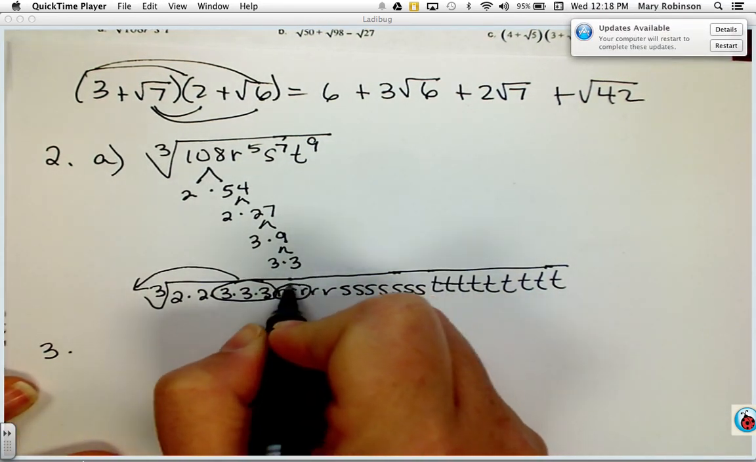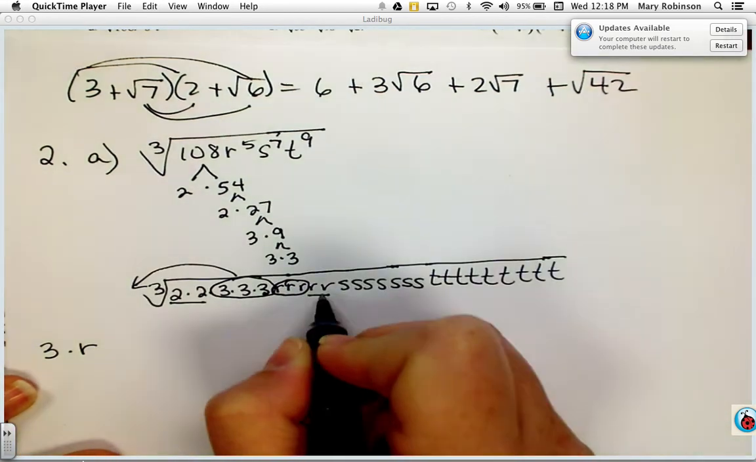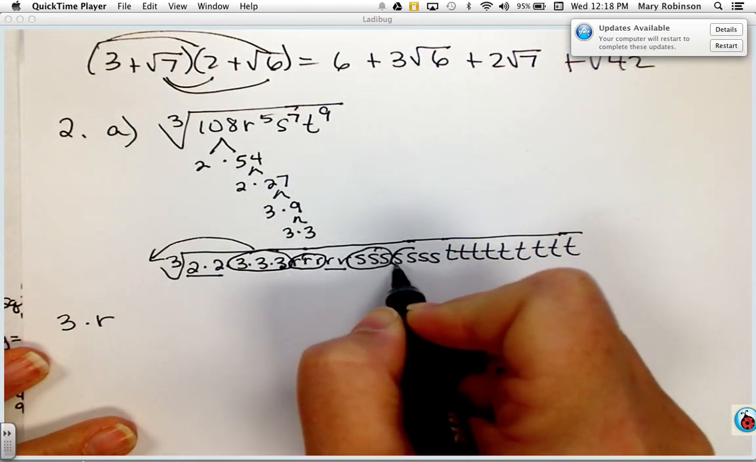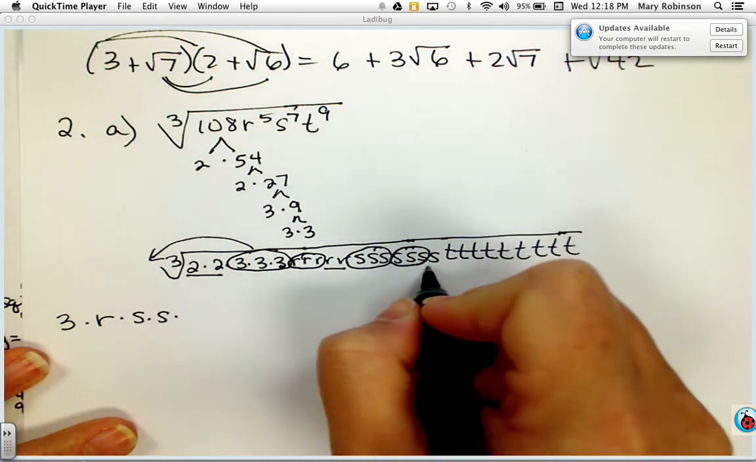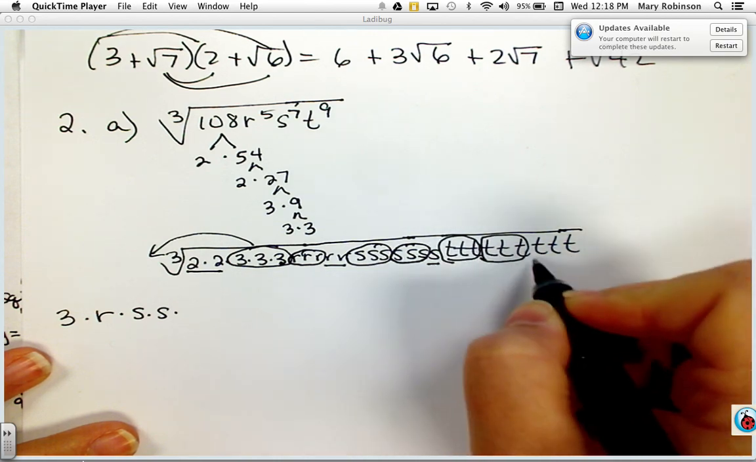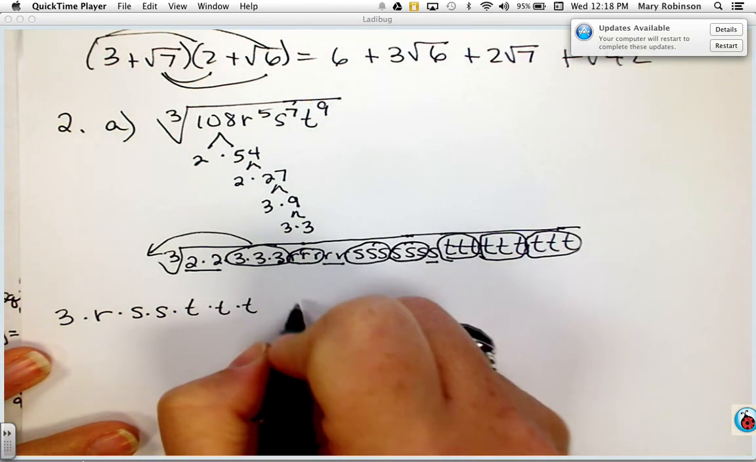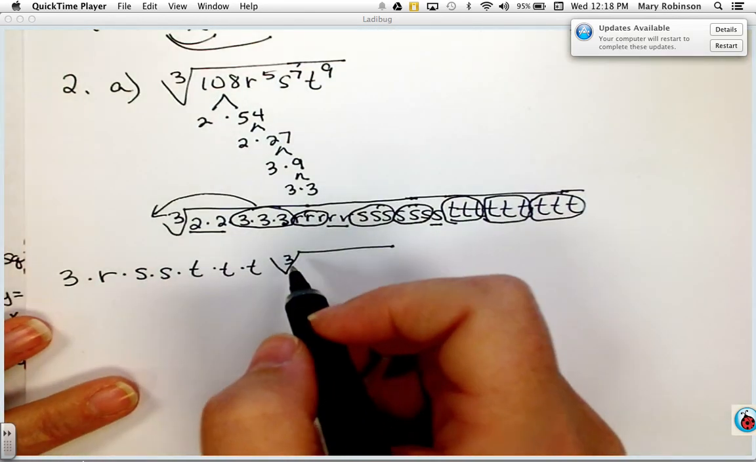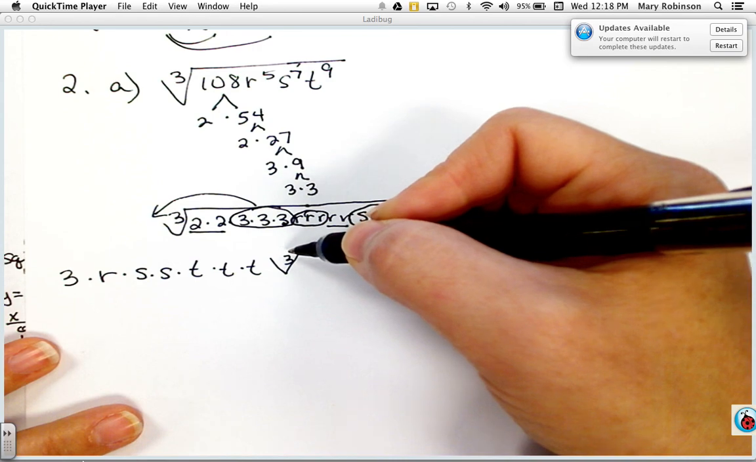We can also form one group of R's, but these two do not form a group, so they stay. We can form 2 groups of S, so an S is going to come out and another S will come out, but that has to stay. 1, 2, 3. We can form 3 groups of T. Then we want to keep everything else under the radical. Please, you will miss the problem if you forget your cube root. So always go back and check. If it starts with a cube root, your answer better have a cube root.